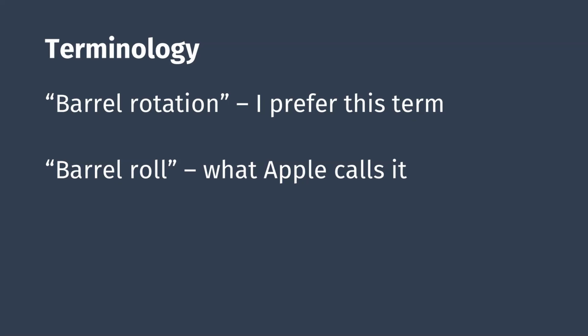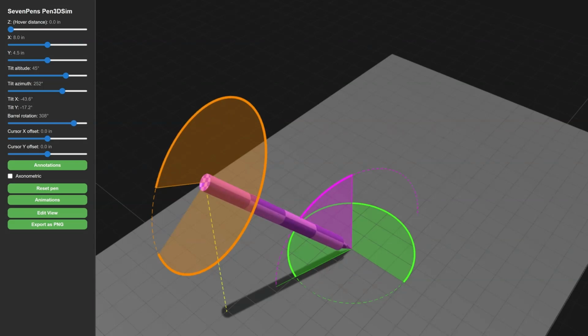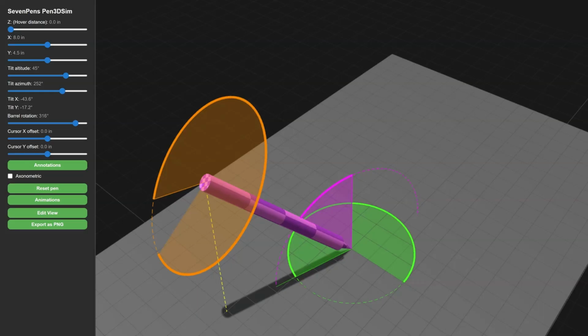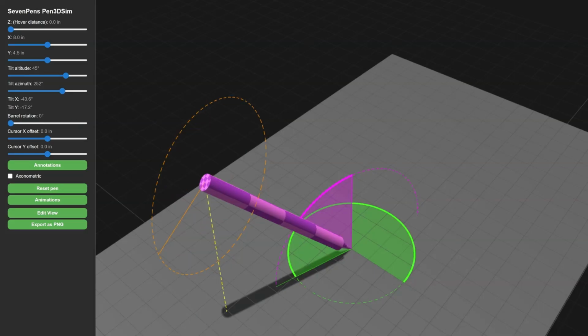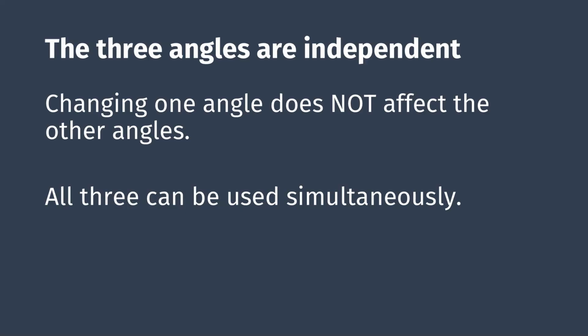You may have seen that Apple, with its Apple Pencil Pro, calls this barrel roll, which I don't think is the right term for this. As the barrel rotation angle changes, the pen just spins in place. The orange dotted circle has a pie slice that indicates the barrel rotation angle. Notice that the change in barrel rotation has no effect on tilt altitude or tilt azimuth. And because it doesn't affect those angles, the shadow of the pen doesn't change at all, no matter how I change the barrel rotation. These three angles are completely independent, so they can all apply at the same time.